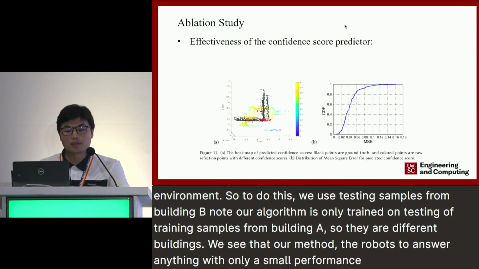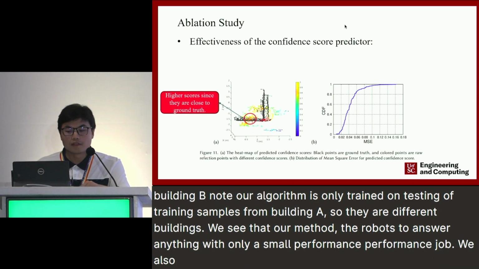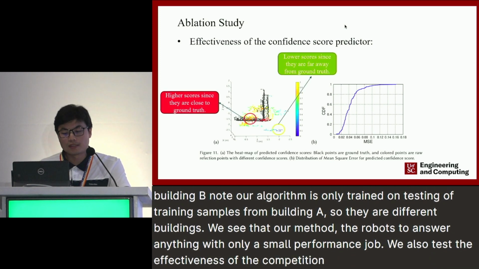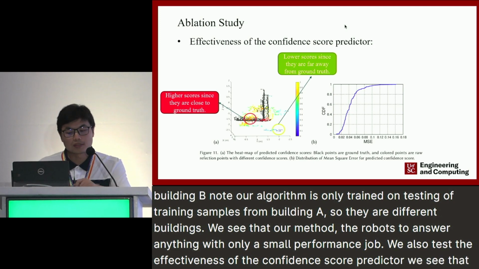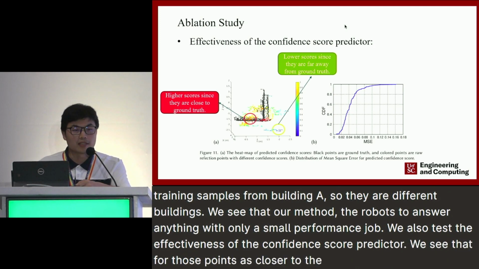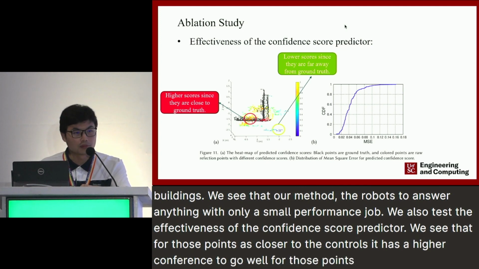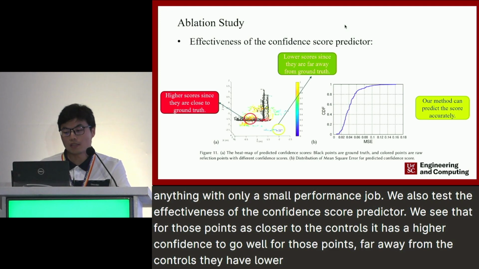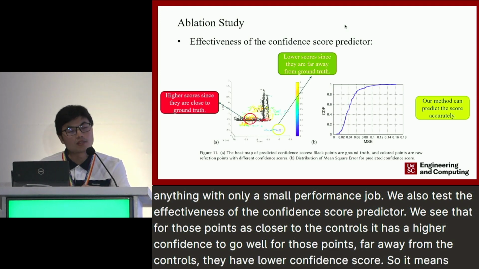We also test the effectiveness of the confidence score predictor. We see that for those points that are closer to the ground truth, there is a higher confidence score, whereas for those points that are far away from the ground truth, they have a lower confidence score. So it means our method can predict the score accurately.